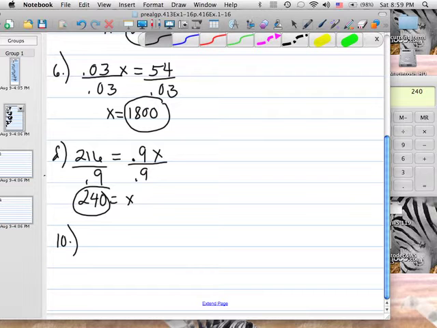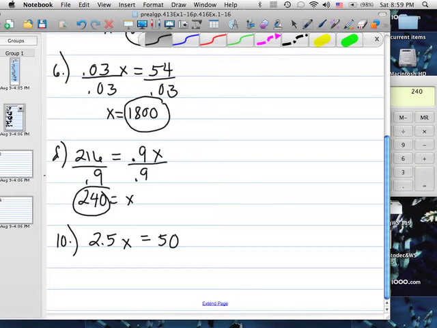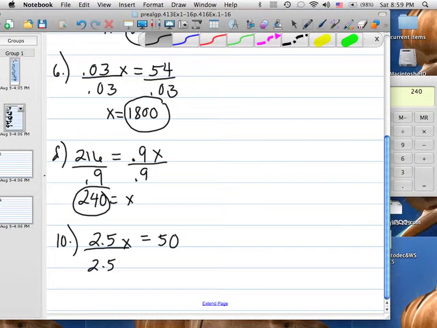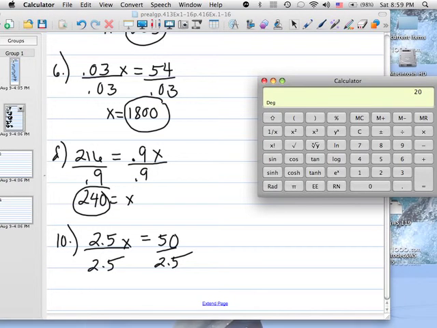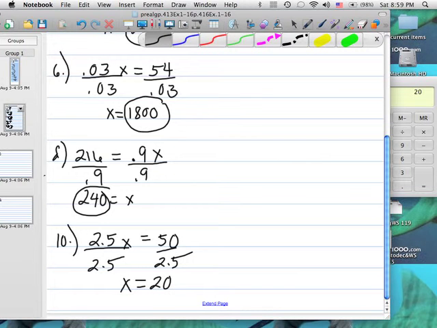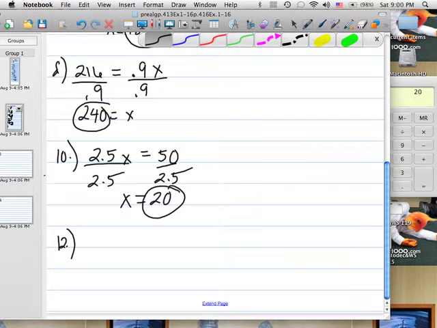Problem number 10, 250%, move it to the left, that's 2.5 of what number? X equals 50. So we divide both sides by 2.5. $50 divided by 2.5 is 20. So X is 20. 250%, that's 2.5 times 20, will come out 50. That's correct.